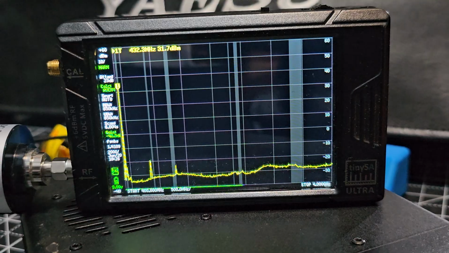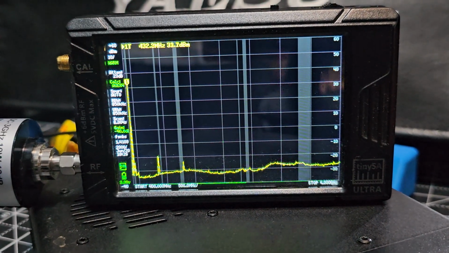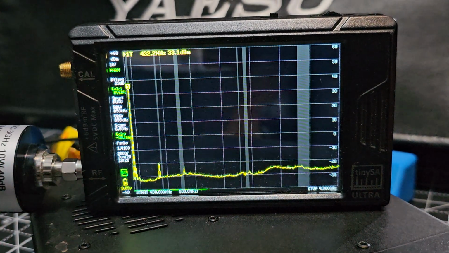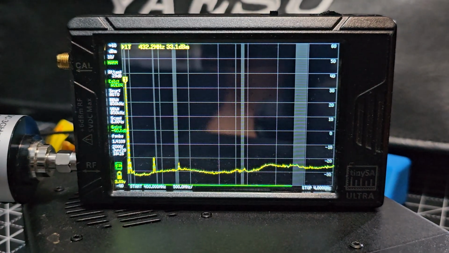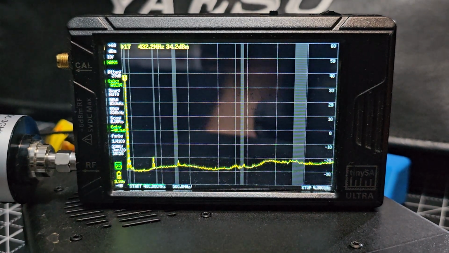I did have to transmit for about a minute before it eventually, now it's showing good. So there you are. It looks like it's a clean radio.